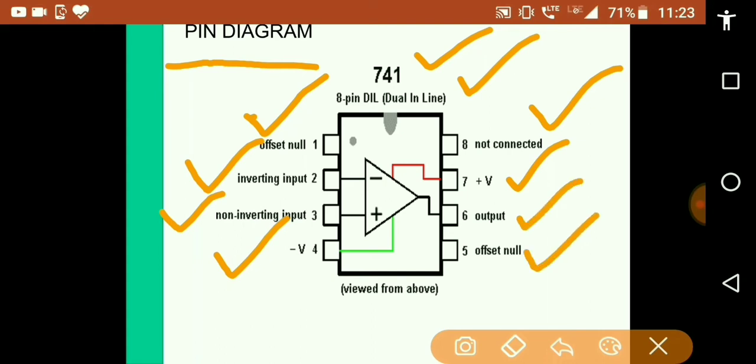So there are mainly 5 pins used. One is pin number 2, which is the inverting input. Pin number 3 is the non-inverting input. Pin number 4 is minus VCC. Pin number 7 is plus VCC, and pin number 6 is the output.